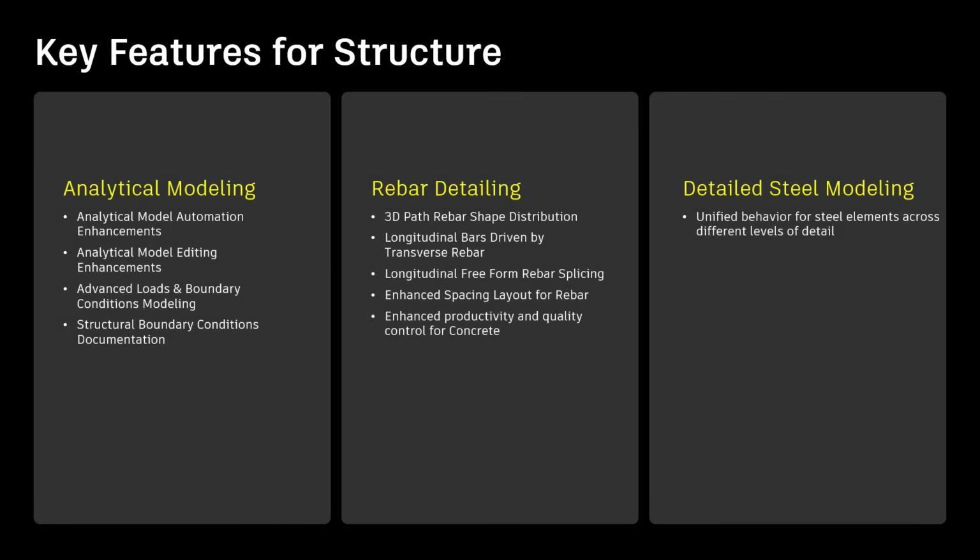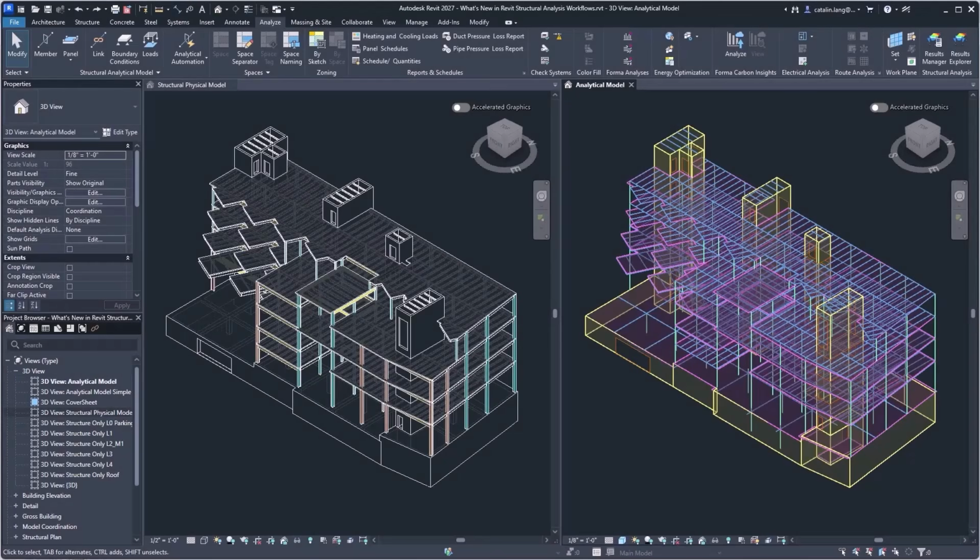Revit 2027 for structure connects detailed modeling, analysis, and fabrication into a single, reliable structural workflow. Move forward with precision and put structural intent back in control.